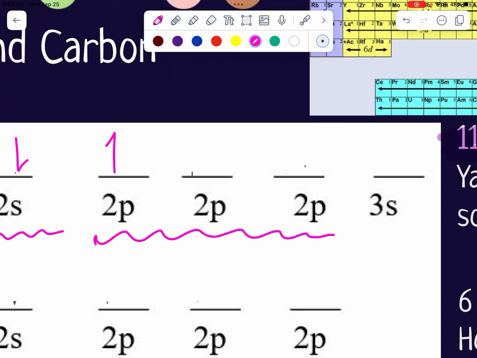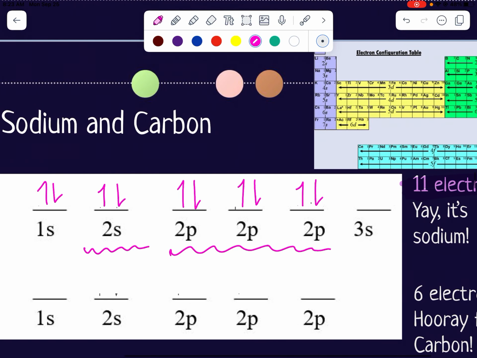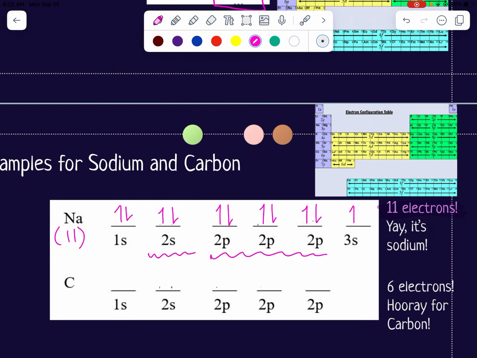I'm going to put up arrow, up arrow, up arrow in my 3 orbitals for 2p. And then I'm going to do my down arrows. Down arrow, down arrow, down arrow. All right. Counting up my electrons, I have 1, 2, 3, 4, 5, 6, 7, 8, 9, 10. I need 11 electrons. I need 1 more, so I'm going to put 1 more in the 3s level. So I have 11 electrons. That means that is sodium.